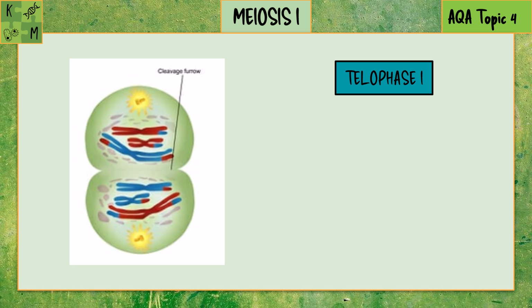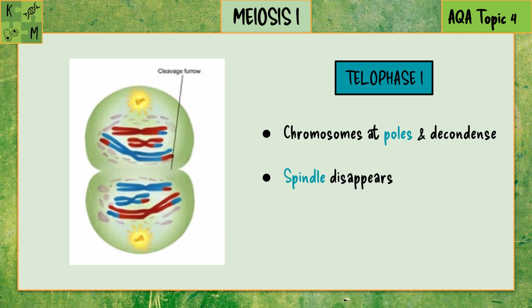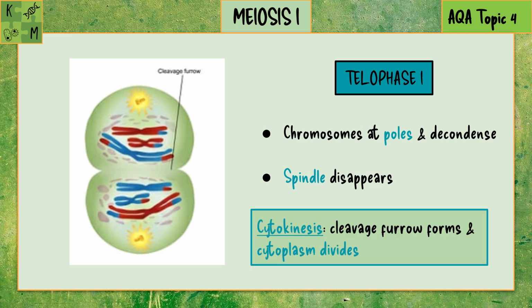The final stage of the first division is telophase 1. The chromosomes have arrived at the poles and decondense. The spindle disappears, and this is followed by the splitting of the cytoplasm in the process of cytokinesis. This completes the first division.